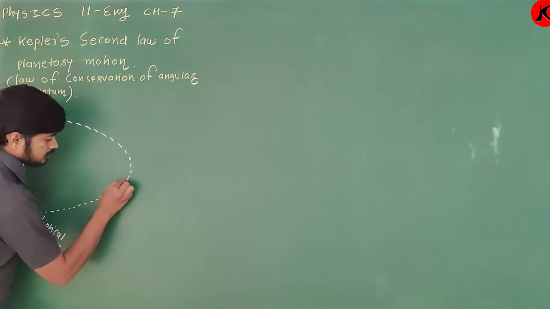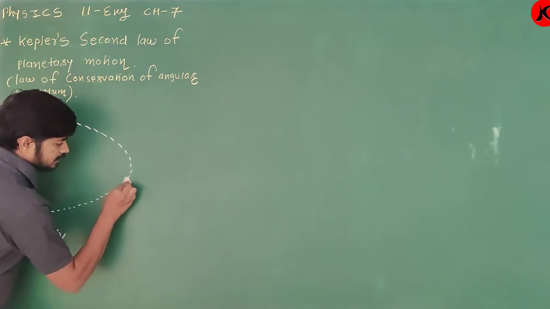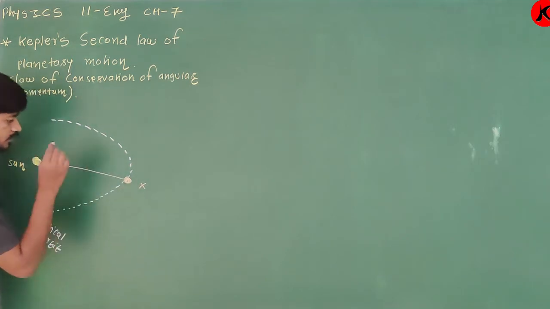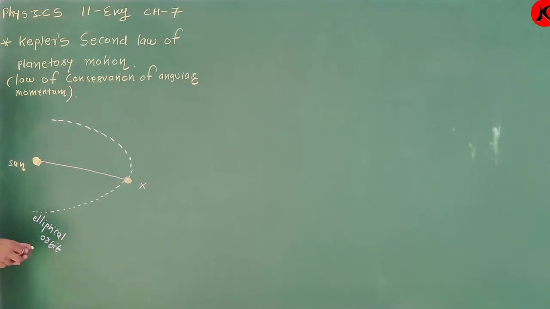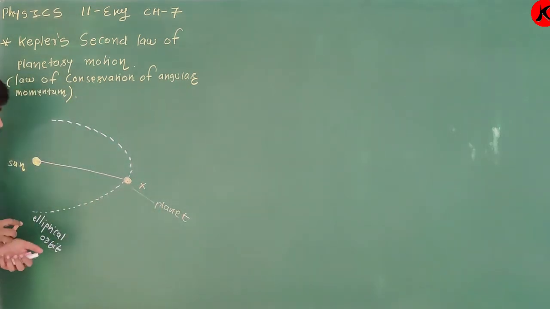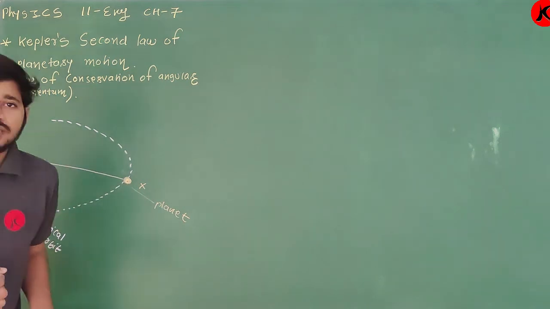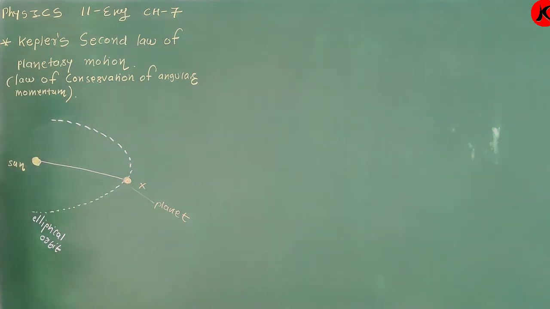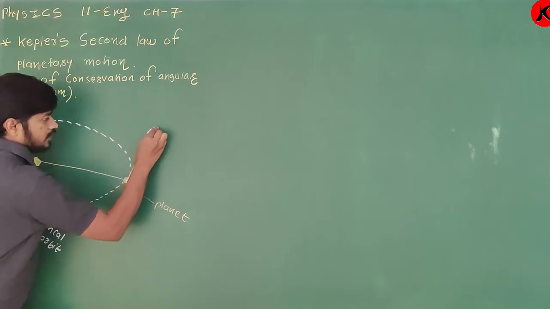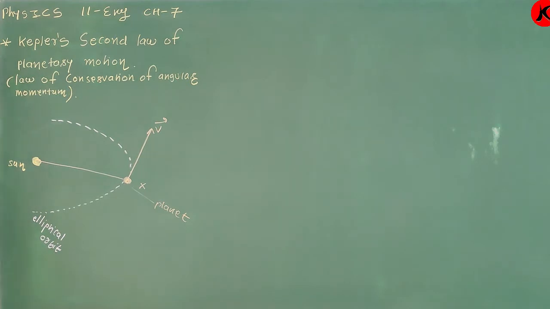The planet is here at this point, let us say point X. It is the line joining the Sun with the planet. Now we know that on its path, the direction of linear velocity is in the direction of the tangent. So if it is revolving in this direction at this point, the direction of linear velocity is in the direction of the tangent. So it is the direction of velocity.